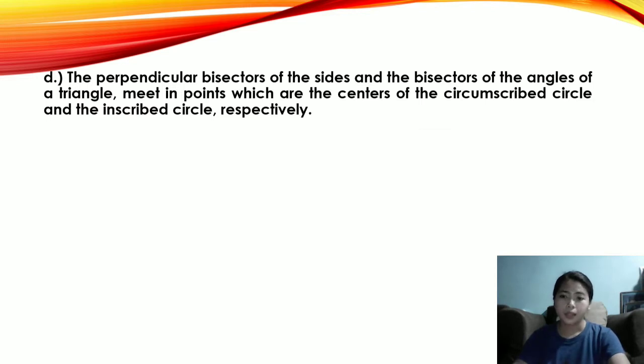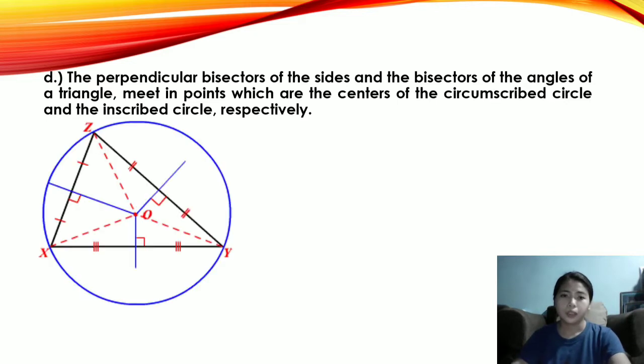Letter D. The perpendicular bisectors of the sides and the bisectors of the angles of a triangle meet in points which are the centers of the circumscribed circle and the inscribed circle respectively. So the perpendicular bisector of a triangle is a line perpendicular to the side and passing through its midpoint. So we have here an illustration. So the three perpendicular bisectors of the sides of a triangle meet in a single point.